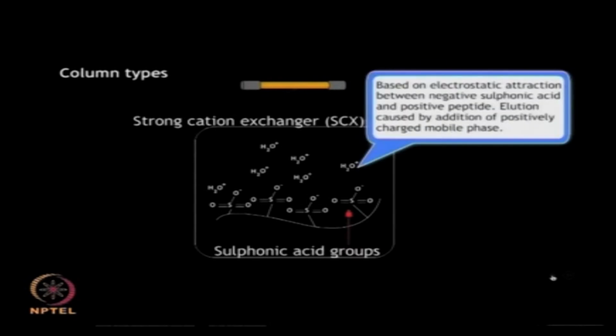There are various stationary phase matrices available that separate the components of a mixture based on different principles. One of the most commonly used matrices is the strong cation exchanger or SCX, which separates charged peptides based on their electrostatic interactions with negatively charged sulfonic acid groups on the resin surface. Now, elution can be caused by the addition of a positively charged mobile phase.